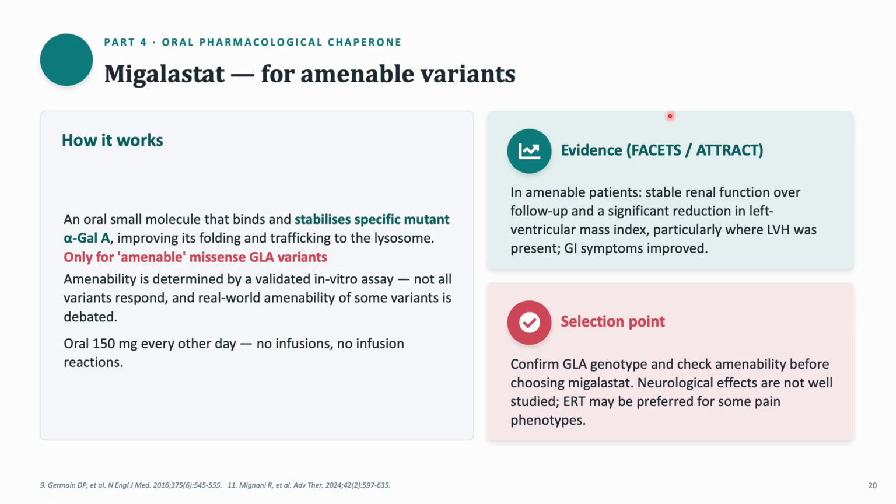The evidence comes from 2 studies. In amenable patients, there was stable renal function over follow-up and a reduction of left ventricular mass index, particularly when LVH was present. GI symptoms also improve. At this point, only GLA-amenable patients can use it. Neurologic effects are not well studied. ERT should be preferred for some pain phenotypes.